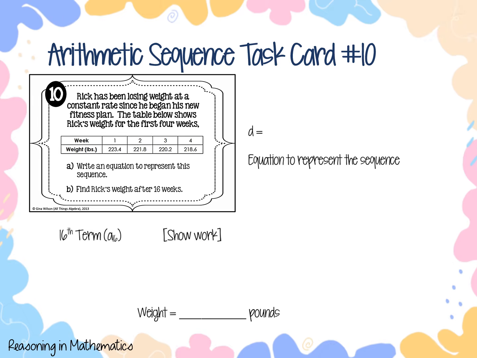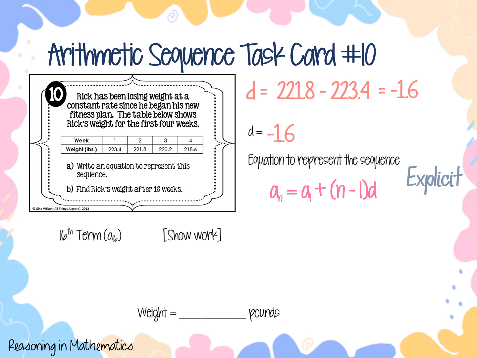Rick has been losing weight at a constant rate since he began his new fitness plan. The table below shows Rick's weight for the first 4 weeks. Write an equation to represent the sequence and figure out how much he weighs after 16 weeks of his new fitness plan. Let's find our common difference. Let's see, 221.8 pounds minus 223.4 pounds. So he is going down 1.6 pounds per week.